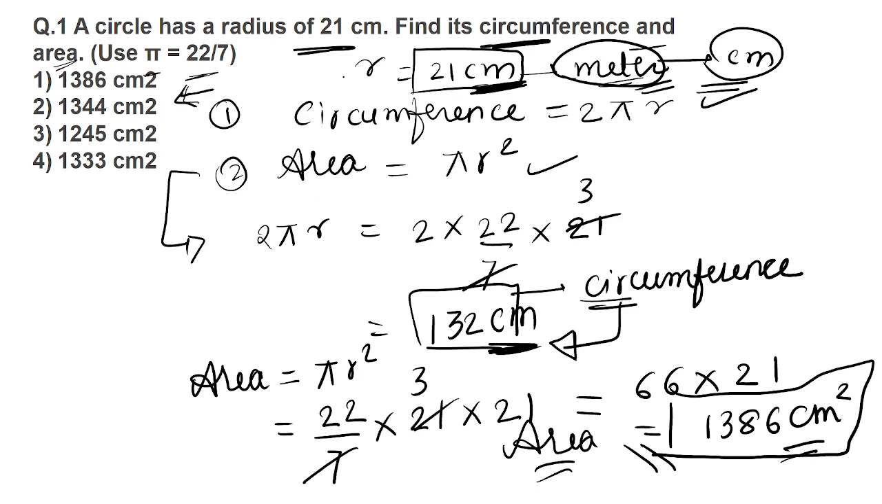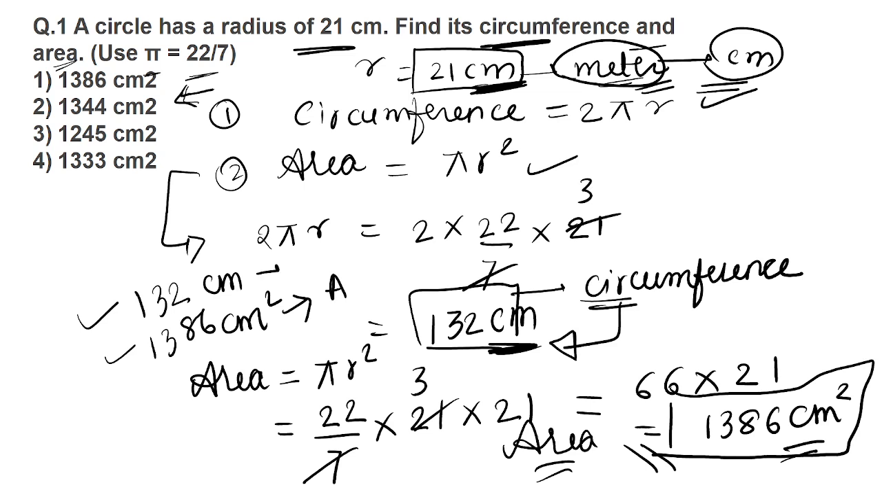So here what is asked of you is to find the circumference and the area. Here the circumference option is not mentioned, but we know the circumference is 132, and we also know the area, it is 1386. What is important for us is the unit. This is your area and this one is your circumference. In the options only area is mentioned, so just pin it down. Option A is the correct answer, 1386 centimeter square.